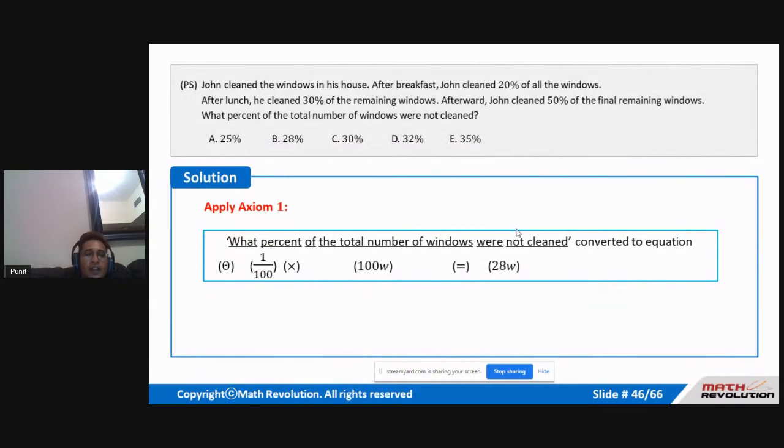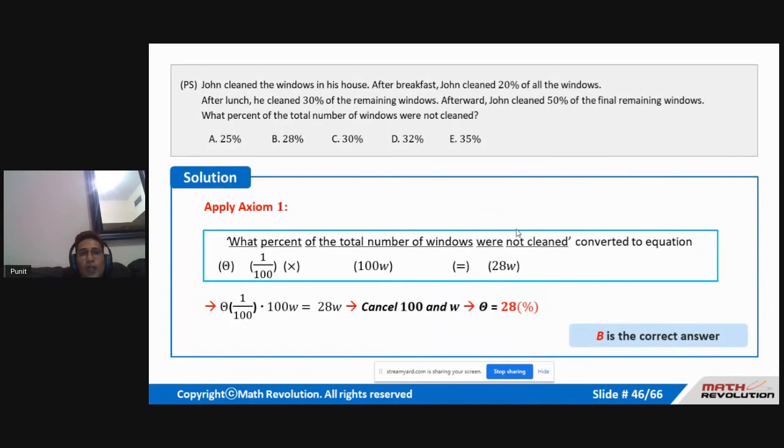Yes, Himanshu, Rohit, and Deepak, you've got your answers correct. If you apply axiom 1, we have theta times 1 over 100 into 100 windows, which equals 28 windows. The 100 cancels out, the letter W cancels out from both sides, and we are left with theta equals 28%, which is B.